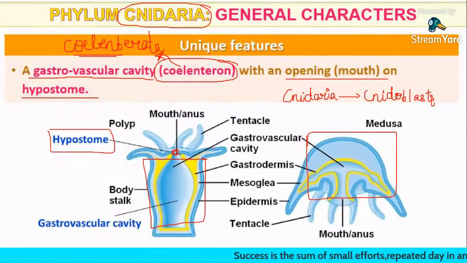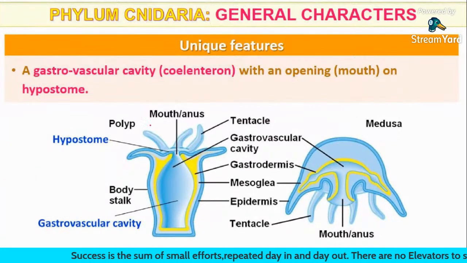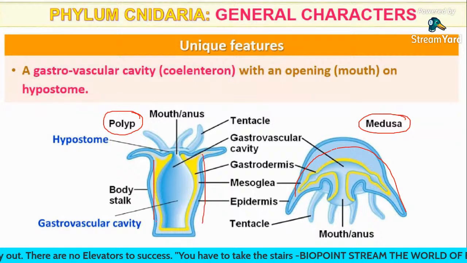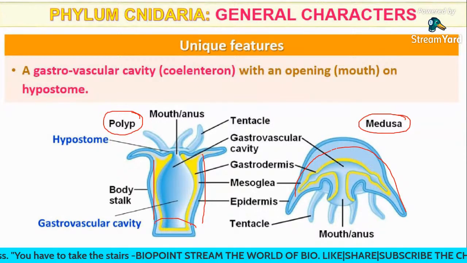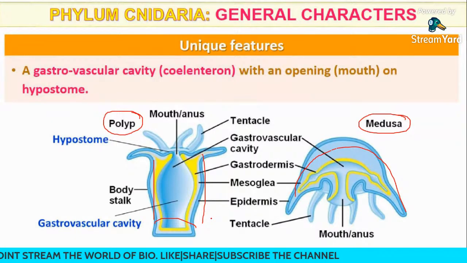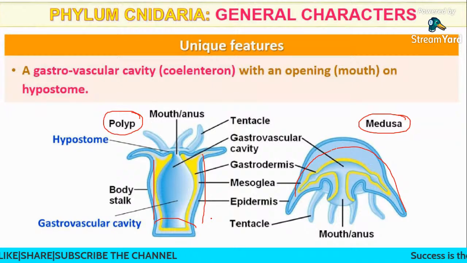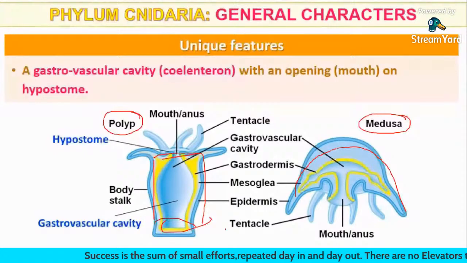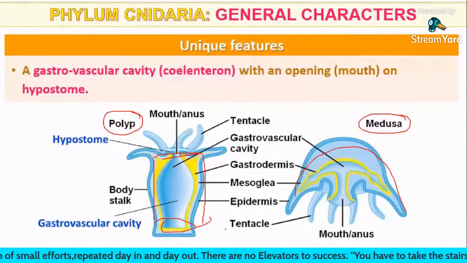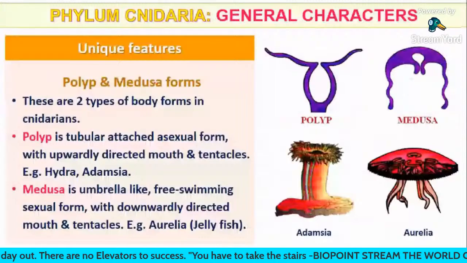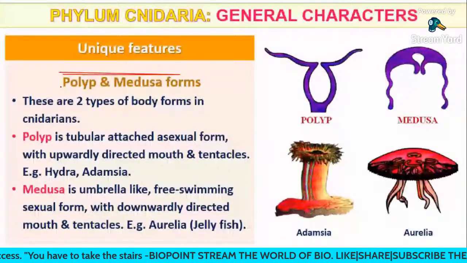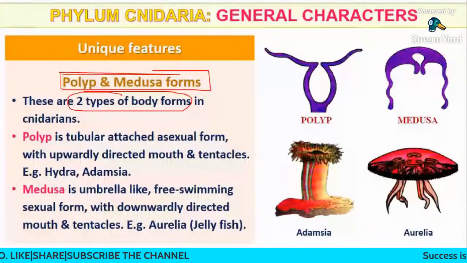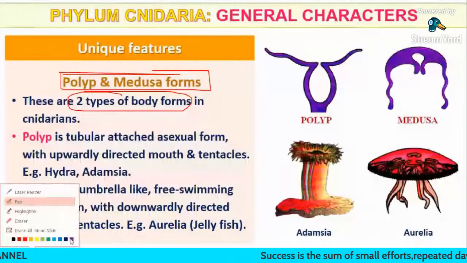So guys, this is exactly the figure for a polyp and a medusa. Look, this is the polyp and this is the medusa. Medusa is free swimming and umbrella shaped, whereas polyp is cylindrical and attached. Is it clear?